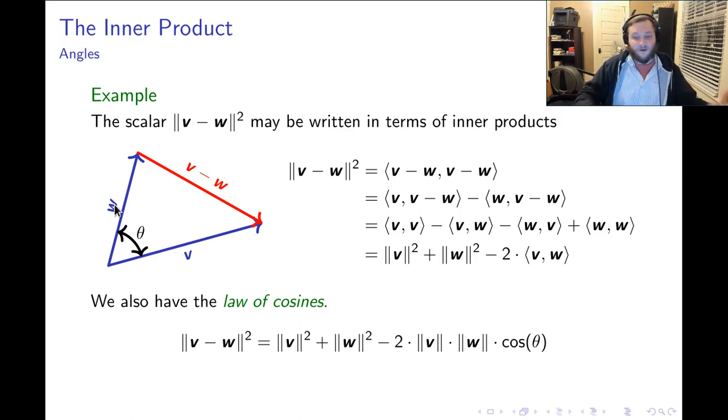And if this were the Pythagorean theorem and that was a right angle, we'd stop there. But in general, if this isn't a right angle, we have to subtract off 2 times the product of those two lengths of the adjacent edges multiplied by the cosine of theta.